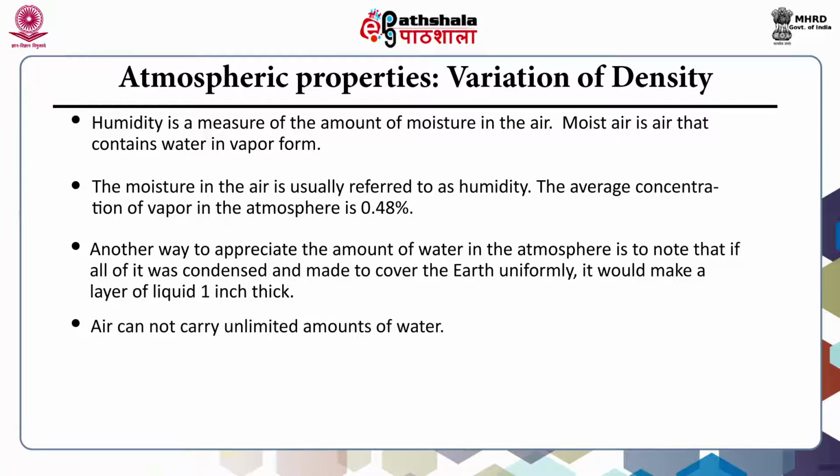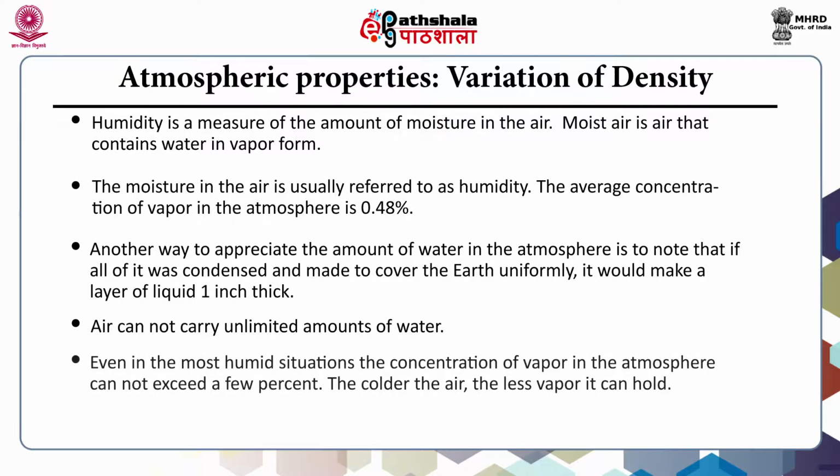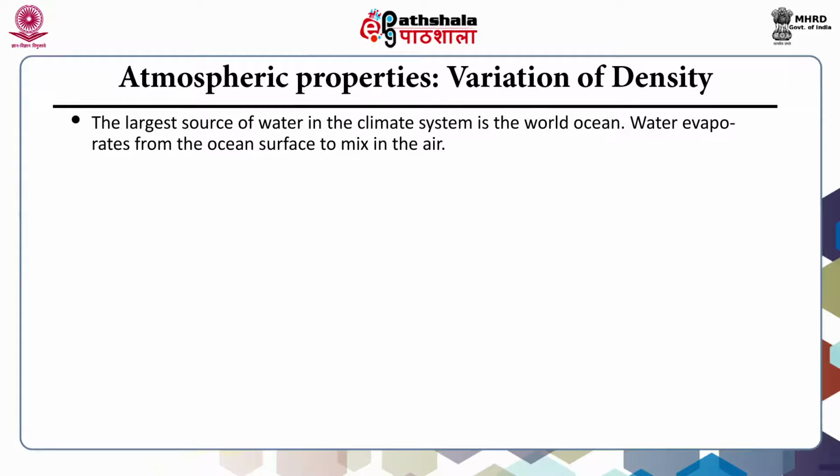Air cannot carry unlimited amounts of water. Even in the most humid situation, the concentration of vapor in the atmosphere cannot exceed a few percent. The colder the air, the less vapor it can hold. The largest source of water in the climate system is the world ocean.